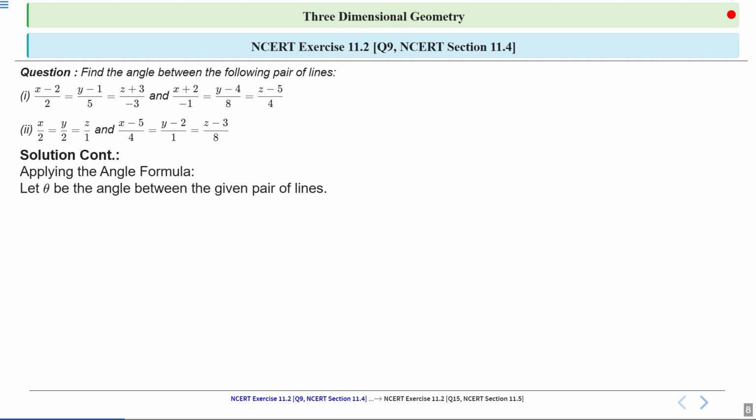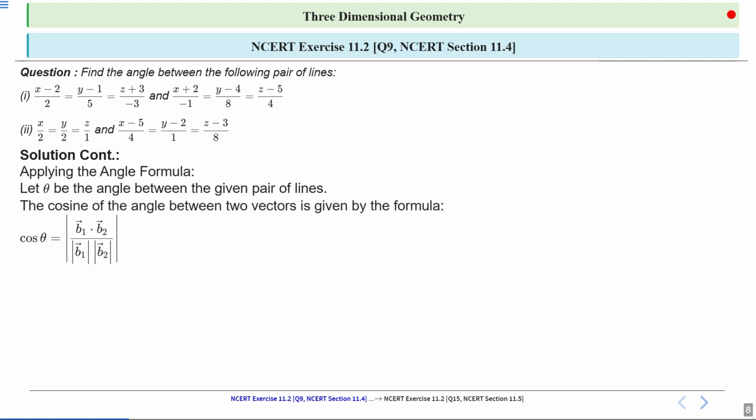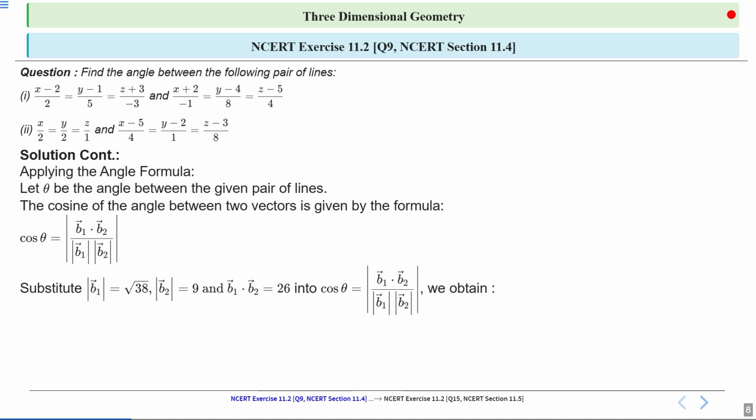So let's define theta as the angle between the two given lines by the formula. So cos theta equals the absolute value of b1 vector dot b2 vector upon magnitude of b1 vector into magnitude of b2 vector, right? Now substitute: magnitude of b1 vector is equal to root 38, magnitude of b2 vector is equal to 9, and b1 vector dot b2 vector is equal to 26.